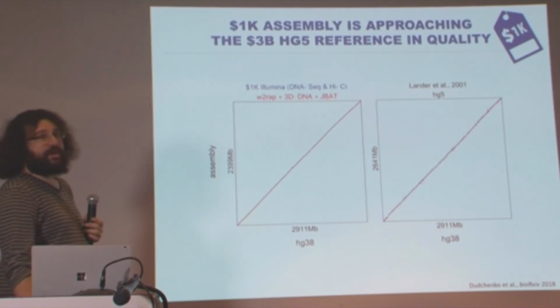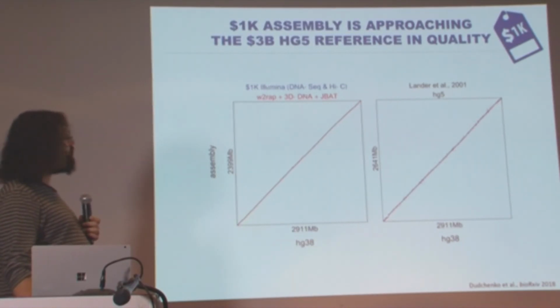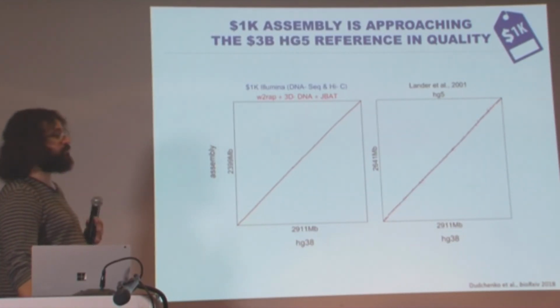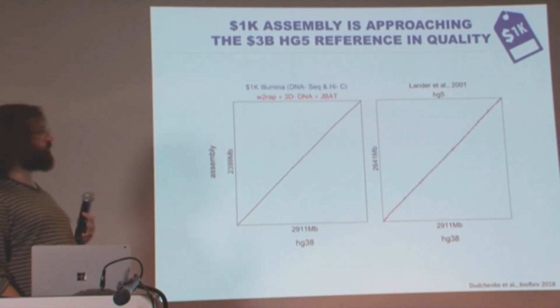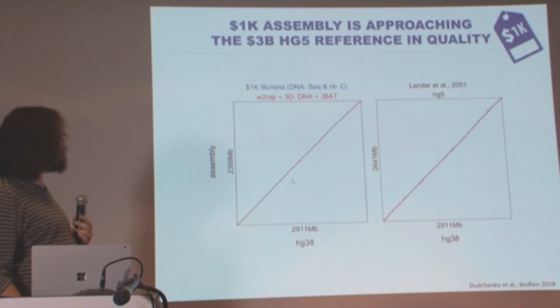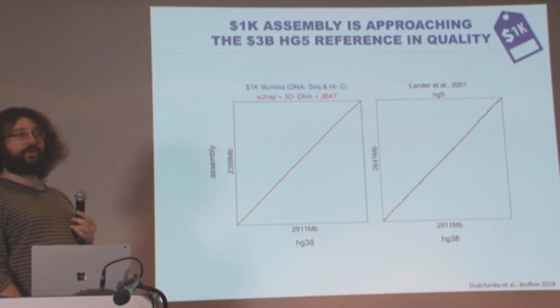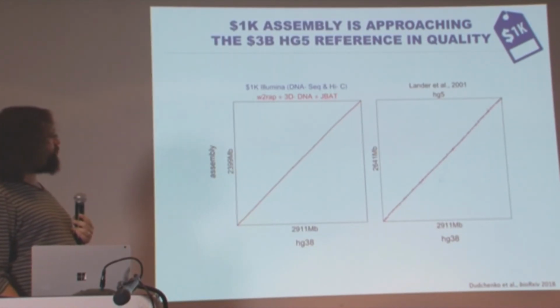It's interesting to compare this to the reference genome that was produced for $4 billion in 2001. Obviously, sequencing has improved by leaps and bounds since then. Nevertheless, it's interesting to note that for about $1,000, you get a genome whose dot plot actually looks a heck of a lot cleaner. So the ordering and orientation is much more accurate than in the original draft human genome, despite the fact that it's considerably cheaper.